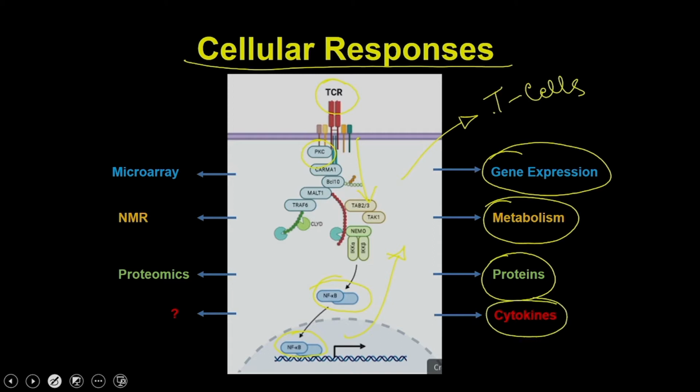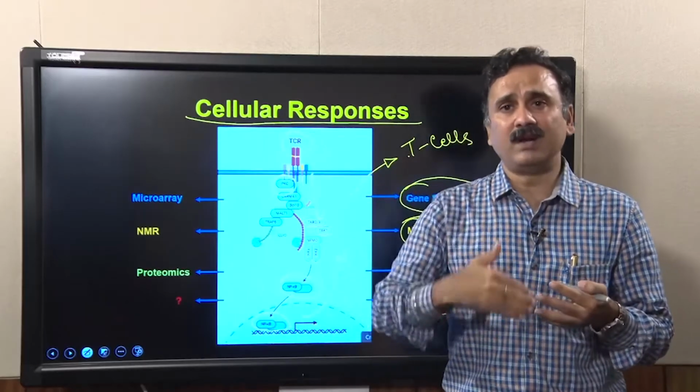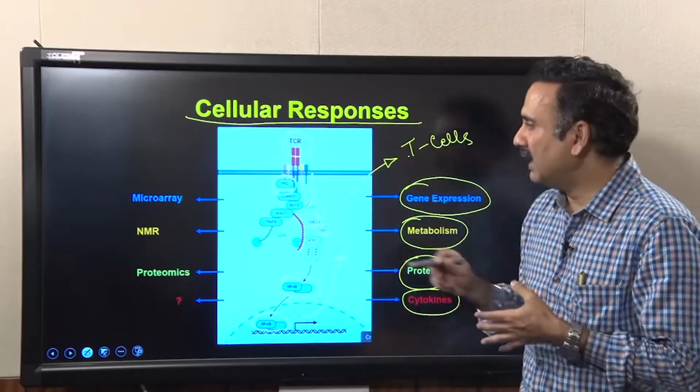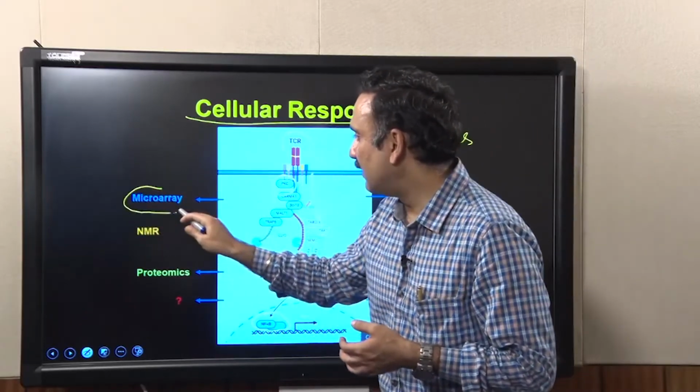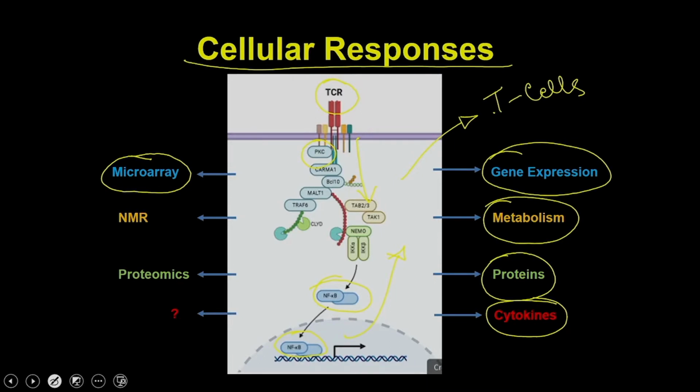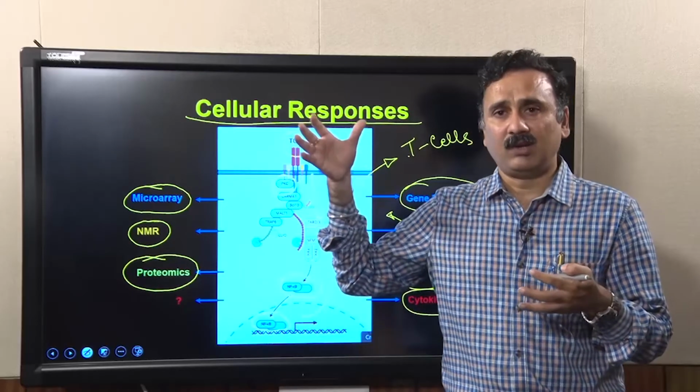So, if you have these 4 parameters which you would like to monitor, you have different types of techniques. For example, if you want to monitor the gene expression profiling, you can do that simply by using microarray chips. If you want to study the metabolomics or the metabolic changes, then that can be done with the help of NMR techniques. And if you are interested in the changes within the proteins, then you can do proteomics. But what would be the technique if you would like to study the complete cytokine profiling of a cell under a particular cellular response?